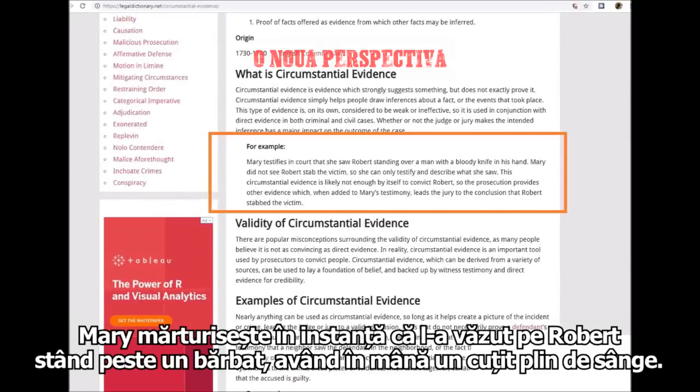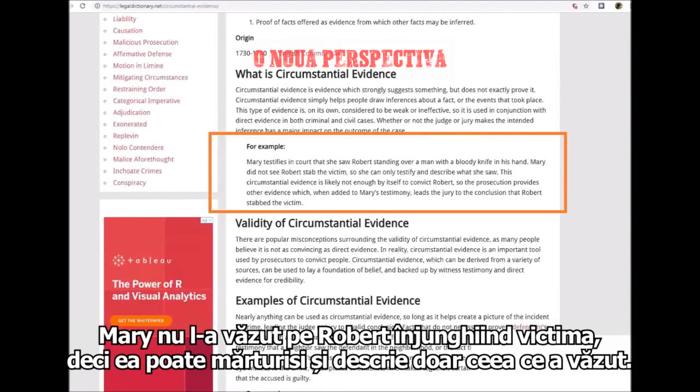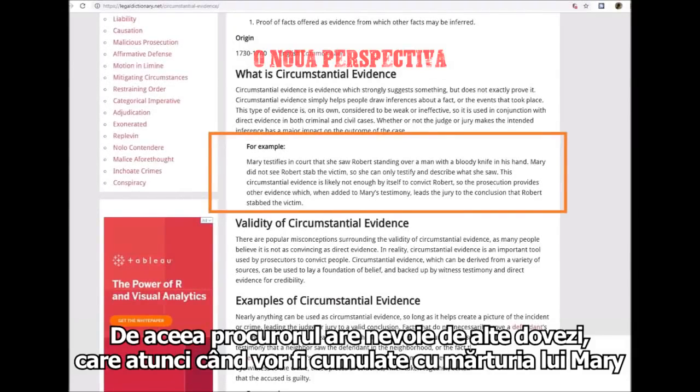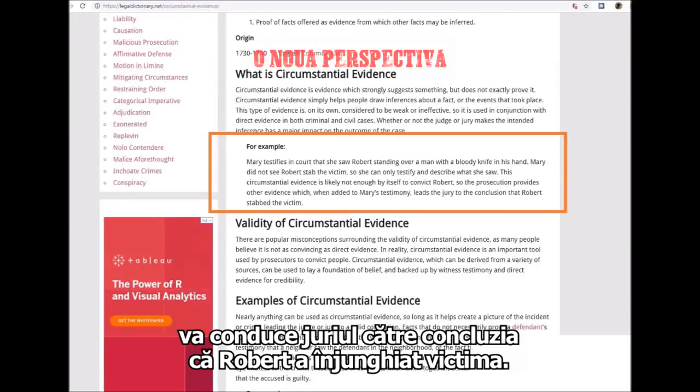For example, Mary testifies in court that she saw Robert standing over a man with a bloody knife in his hand. Mary did not see Robert stab the victim, so she can only testify and describe what she saw. This circumstantial evidence is likely not enough by itself to convict Robert, so the prosecution provides other evidence which, when added to Mary's testimony, leads the jury to the conclusion that Robert stabbed the victim.